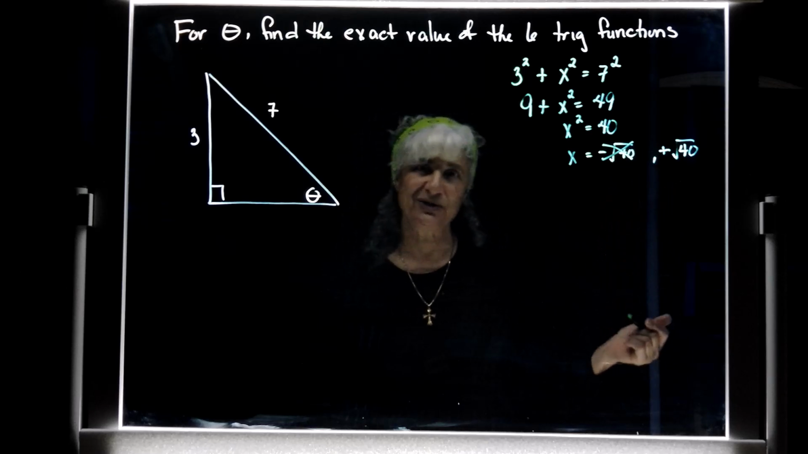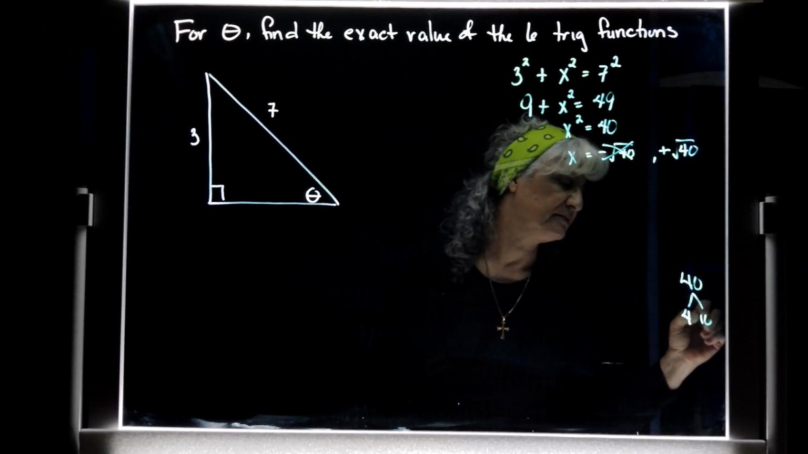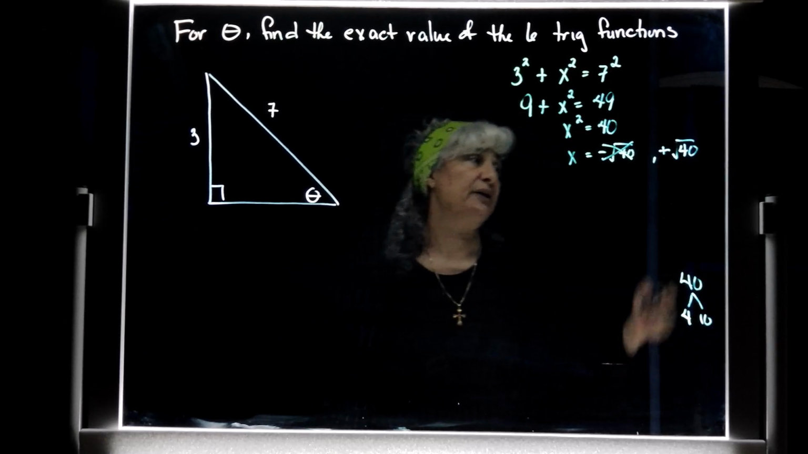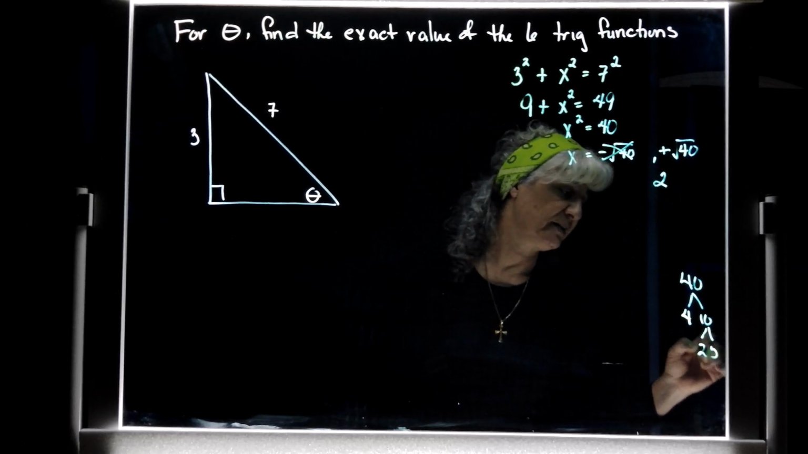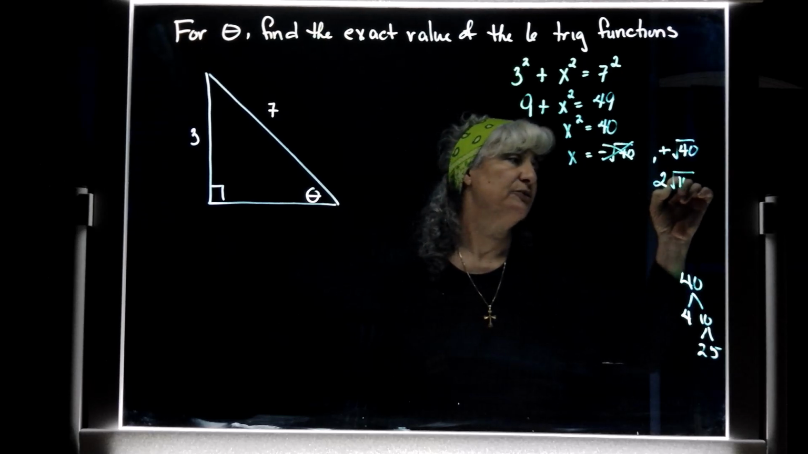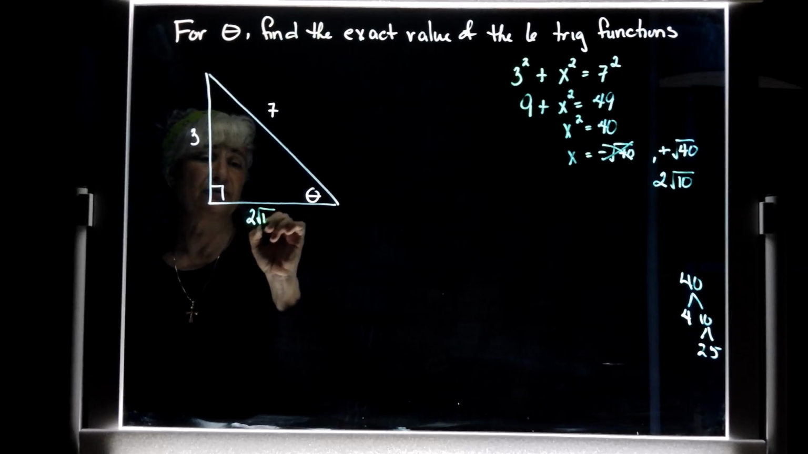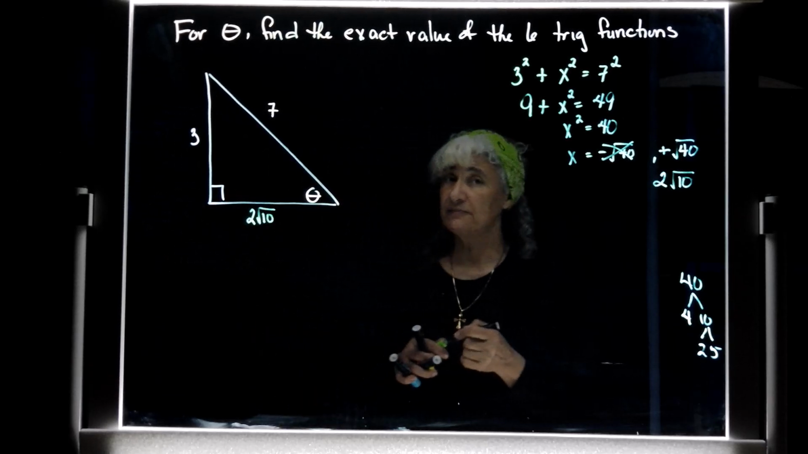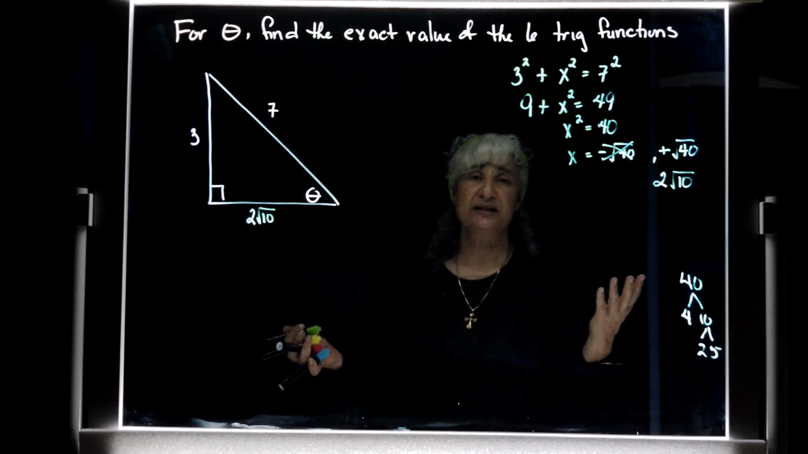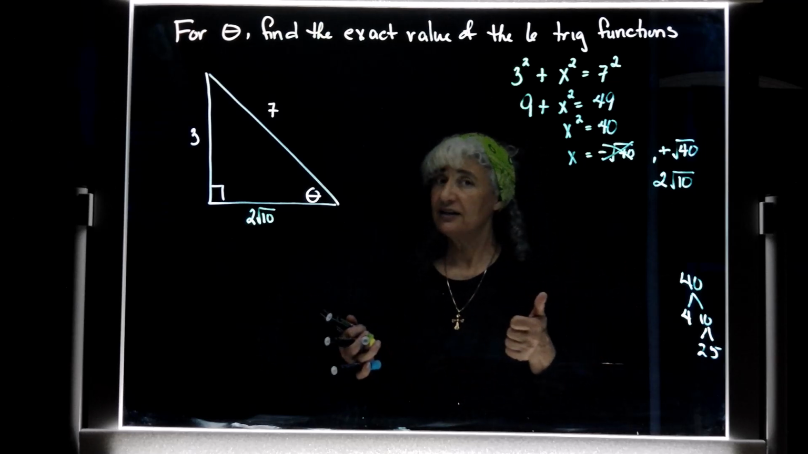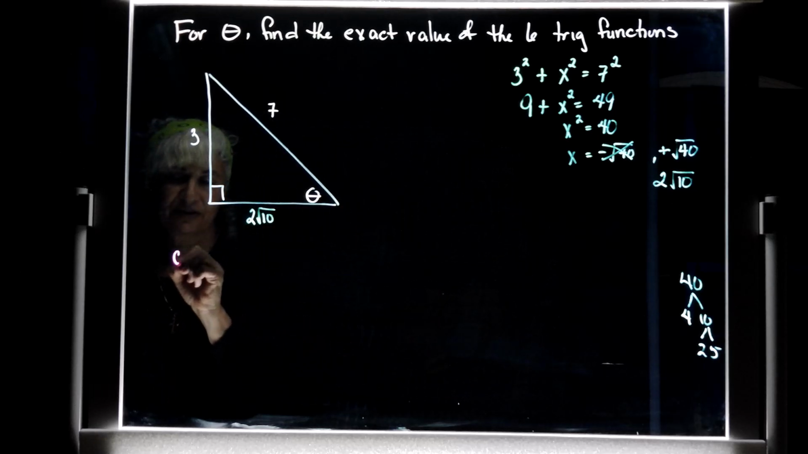You're like, how do I do that again? Well, isn't 40 just 4 times 10? 4 is a perfect square, so I can take out a 2. 10 is 2 and 5. Yeah, that's not happening. So 2 square root of 10 would be this value of this unknown side. Are we good? Okay. I have all 3 sides of this right triangle. Ready? Let's go then.